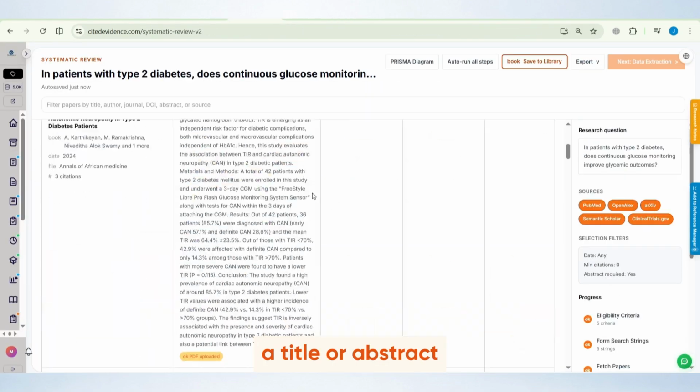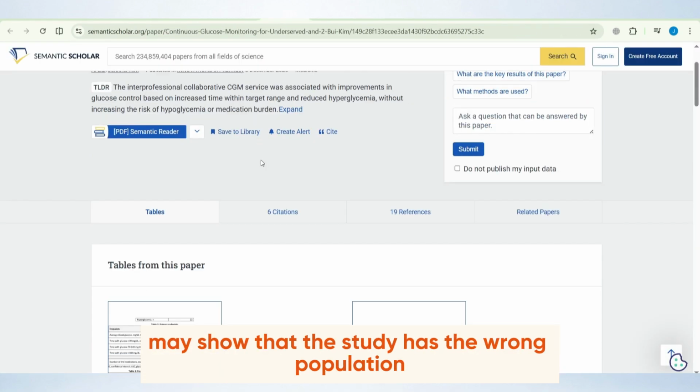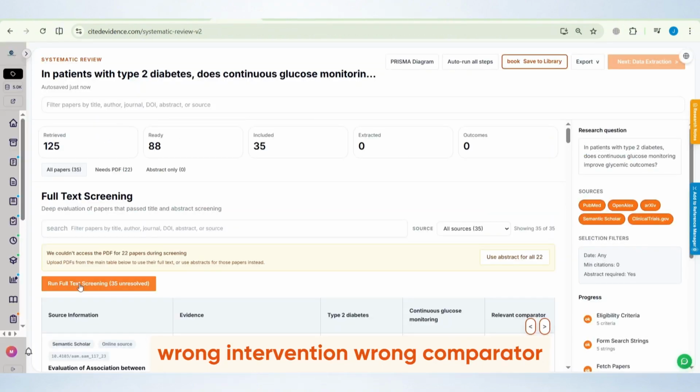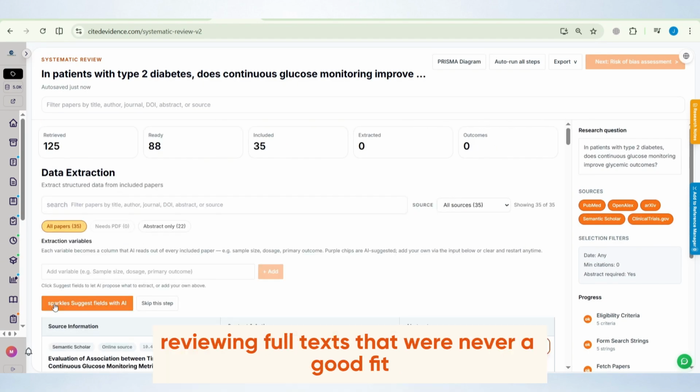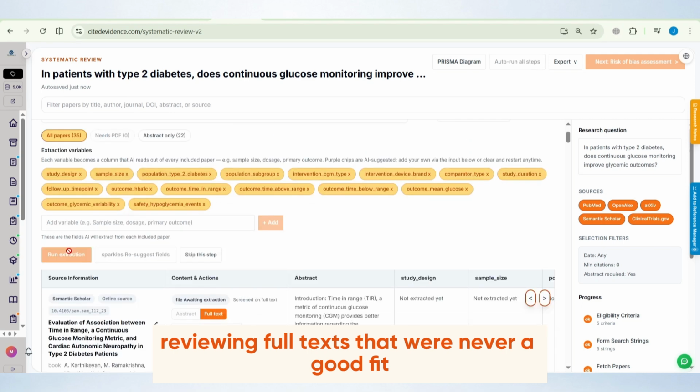A title or abstract may show that the study has the wrong population, wrong intervention, wrong comparator, wrong outcome, or wrong study design. If I do not screen carefully at this stage, I may waste time later reviewing full texts that were never a good fit.